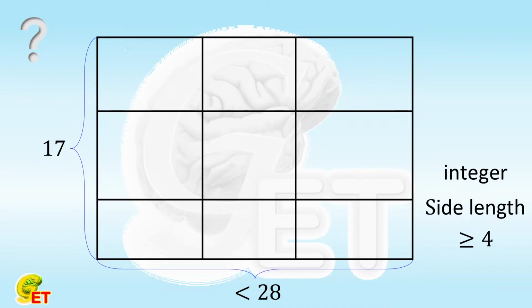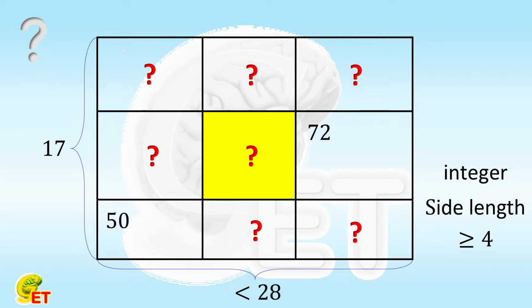The small rectangle in the very middle is actually a square. The areas of the two small rectangles are known as 50 and 72 respectively. Then, what are the areas of the other small rectangles? Why not give a try, and we will come back soon.